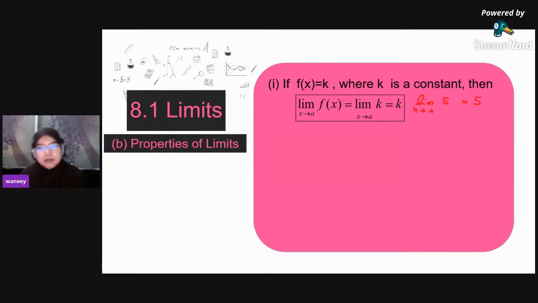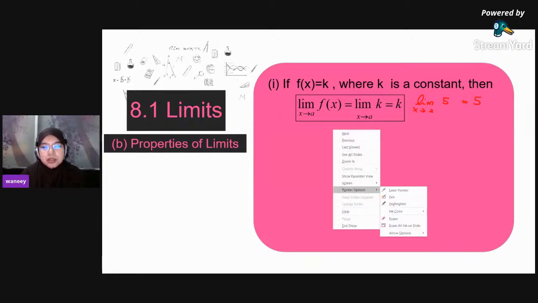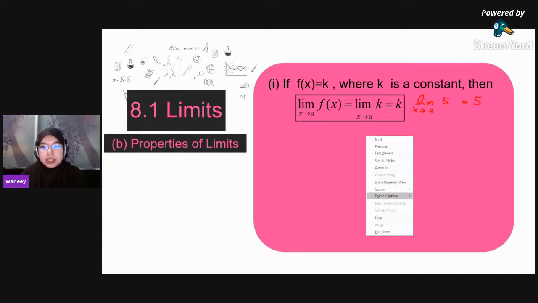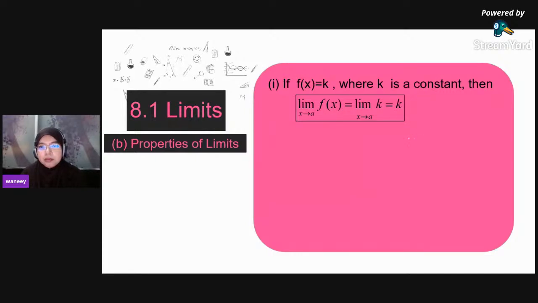I think it is better for me to use white color. Okay, let me write them down again. So the limit as x approaches 2 of 5 is immediately equal to 5.